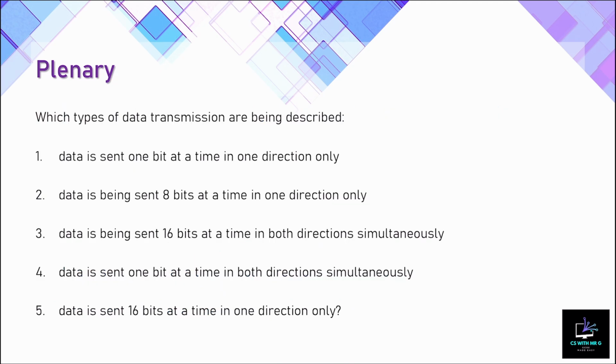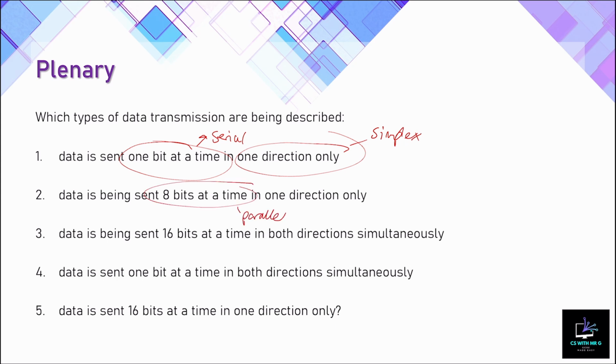So to finish off, we'll look at the scenarios here and we'll describe which type of data transmission is taking place in each scenario. So number one, data is sent one bit at a time in one direction only. So one bit at a time we know is serial, and one direction only we know is simplex. So if this comes up in the exam, guys, this is really easy to get the marks, really easy. Just break the question up, look at what it's asking. 8 bits at a time we know is parallel. One direction only is again simplex.